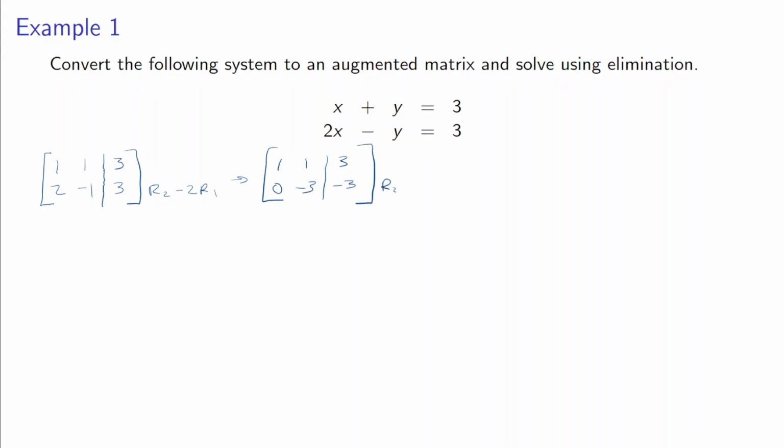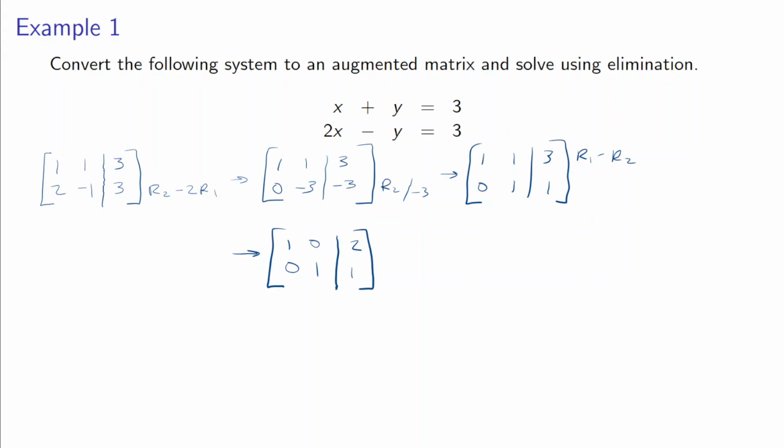We might then take row 2 and divide by negative 3. This now becomes 1, 1, 3, 0, 1, 1. And then one more step, we might take row 1 and subtract row 2. So this becomes 1 minus 0 is 1, 1 minus 1 is 0, and then 3 minus 1 is 2, and then 0, 1, 1. There's no more elimination we can do.